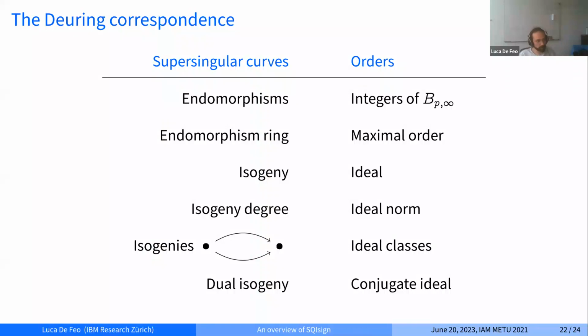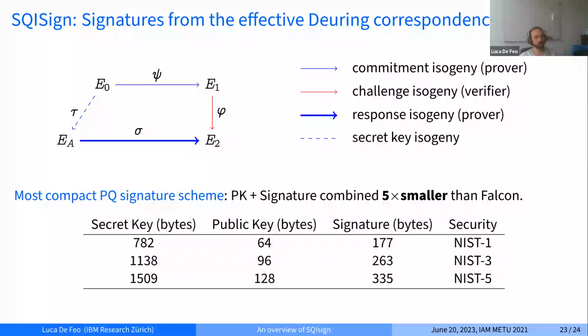I wish I had more time to go into the details, but I think I already bombarded you with lots of information. So this is a good point to stop with the mathematics and just finish on the outlook of SQIsign. So what is SQIsign? Here I put a diagram, which is a very simple summary of how SQIsign works.